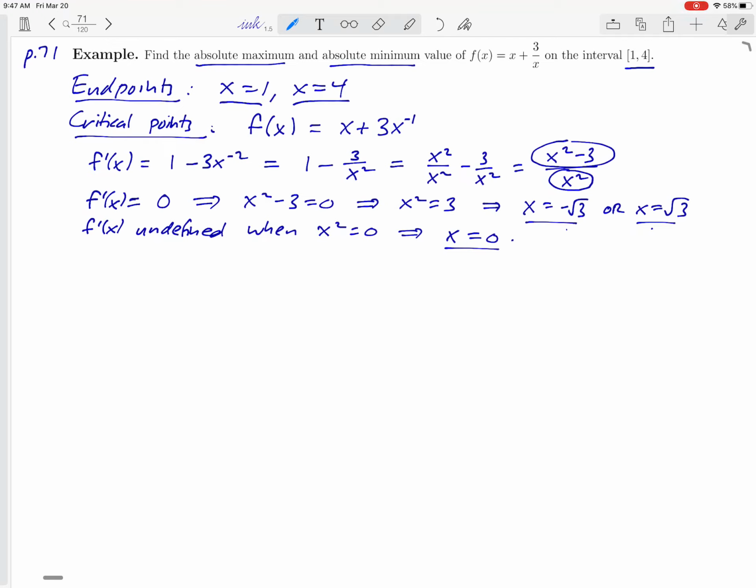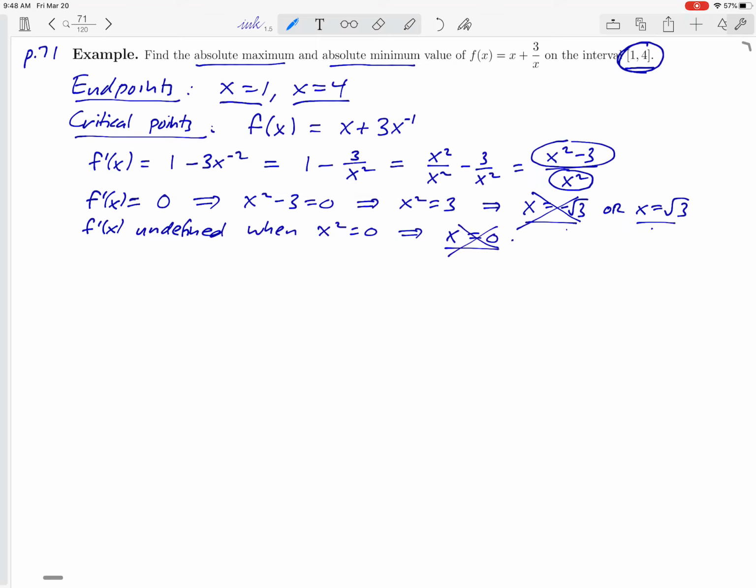Okay, do we really need to look at all of those points? Well, remember that this is just asking us for the absolute max and min on the interval from 1 to 4. We don't care about any numbers that are outside of that interval. And notice that some of the numbers that we calculated are not in the interval from 1 to 4. For example, negative square root of 3. We can cross that out because it's outside of our interval.